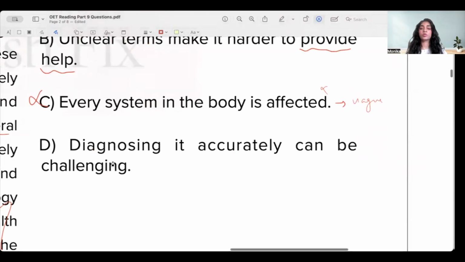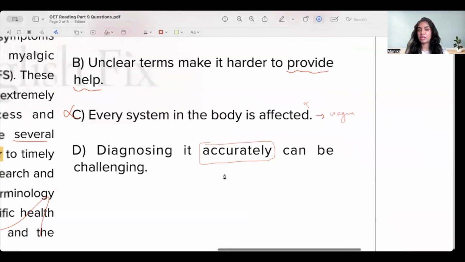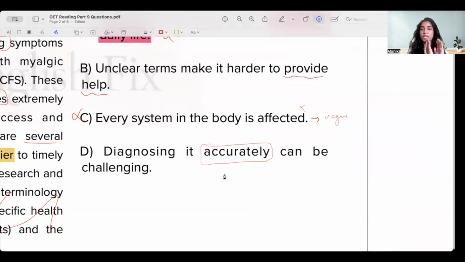Then I have diagnosing it accurately can be challenging. I know they have talked about diagnosis. Yes, diagnosing it accurately. That means diagnosing, maybe I'm misdiagnosing it to be something else. So there are some disease conditions which have symptoms similar to other disease conditions, and I did see something about overlapping symptomatology, something like that, right? So I think they're trying to confuse me here, or maybe give me a hint. Accurately means that I'm diagnosing it right the first time, I'm not having any issues with it. So that can be challenging.